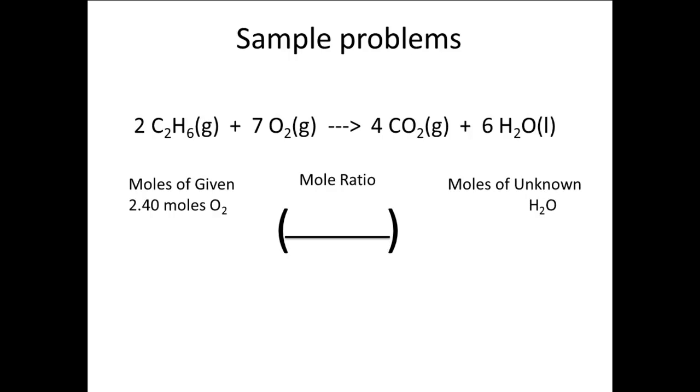If 2.40 moles of O2 react, how many moles of H2O are produced? Pause the video and do the calculation. The mole ratio should be 6H2O over 7O2. And the answer to the correct number of sig figs should be 2.06 moles of H2O.